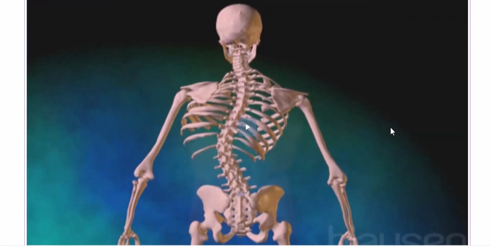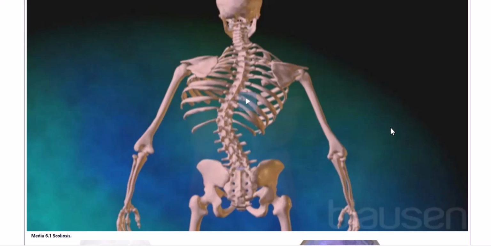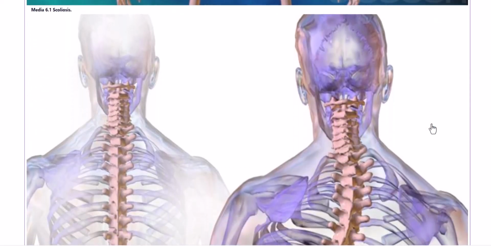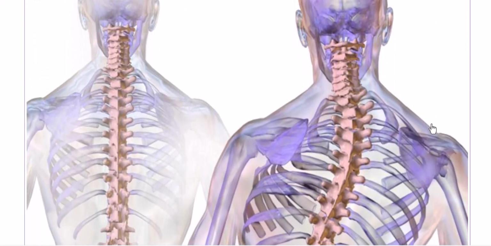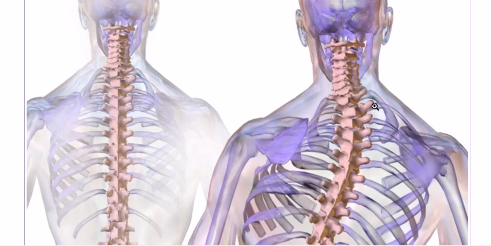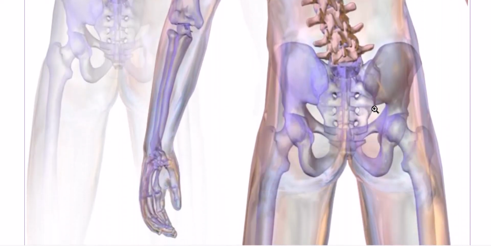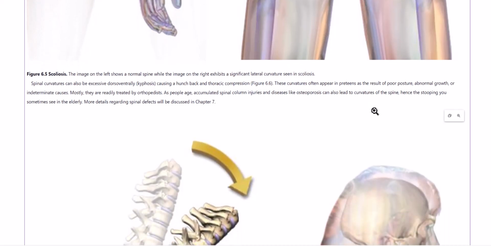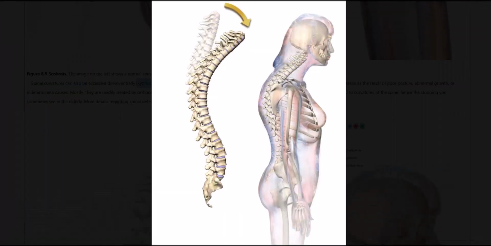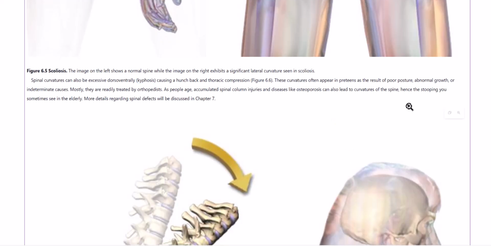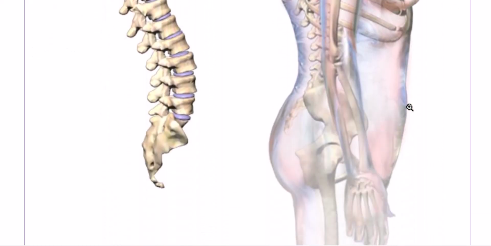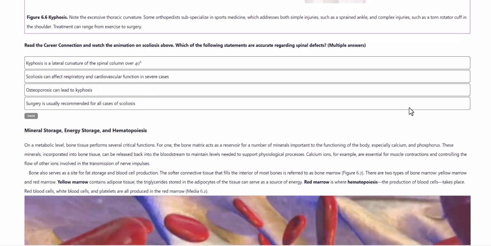In the chapter, the organization brings us immediately to a disorder of the spinal column referred to as scoliosis. We will be looking at this at the end of the chapter. So I'm going to go ahead and just move forward through this section, knowing that we're going to come back and we're going to talk about scoliosis. We're going to talk about kyphosis, and we'll also talk about lordosis at the end of this chapter. We'll skip it for now and come back to it.